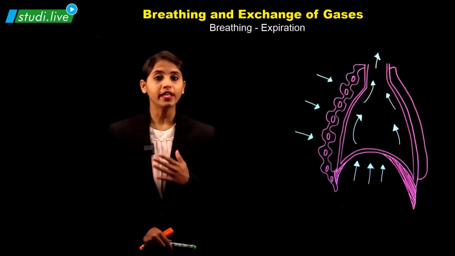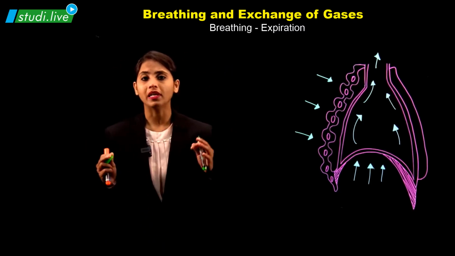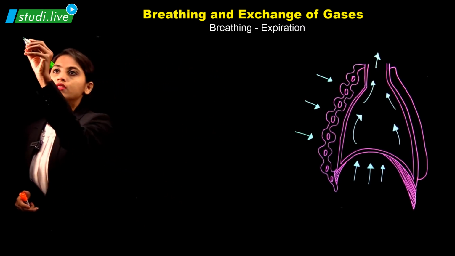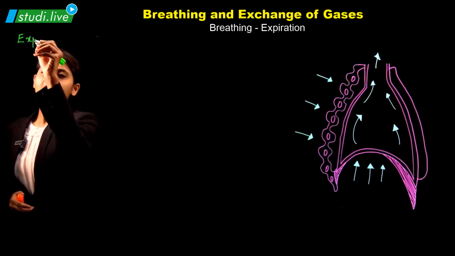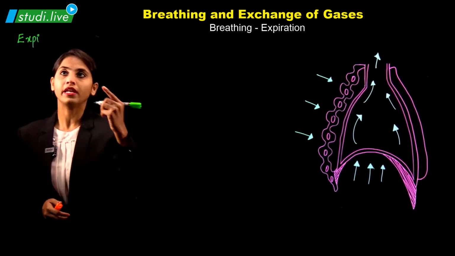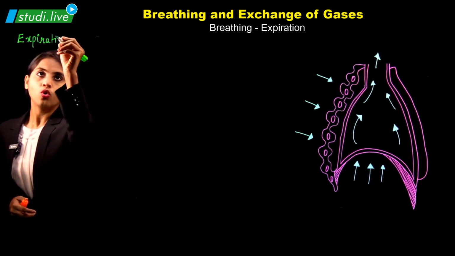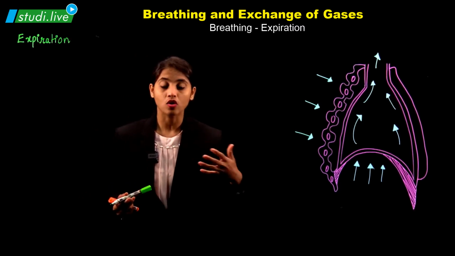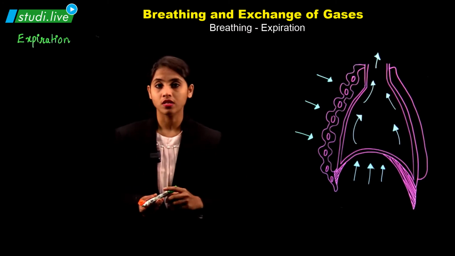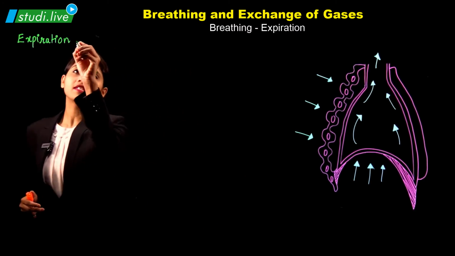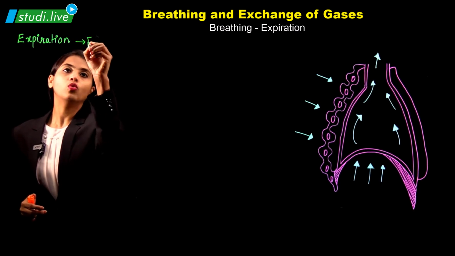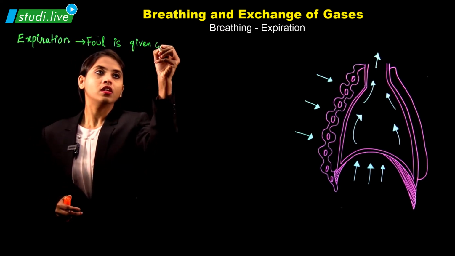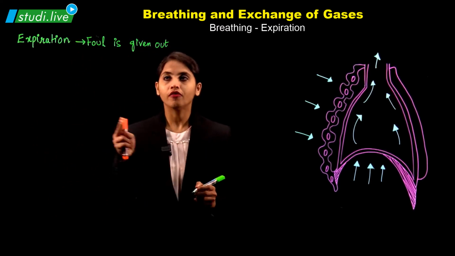Today in the chapter Breathing and Exchange of Gases, we'll be learning about the mechanism of expiration. Well, you must be aware of what is expiration, students. Expiration is exactly opposite of inspiration. So, when I am saying expiration, what is it? Removal of the foul gas or foul air from the lungs is called expiration. So, what is exactly happening over here? Here the foul air is given out. Right, students? Foul air is given out.